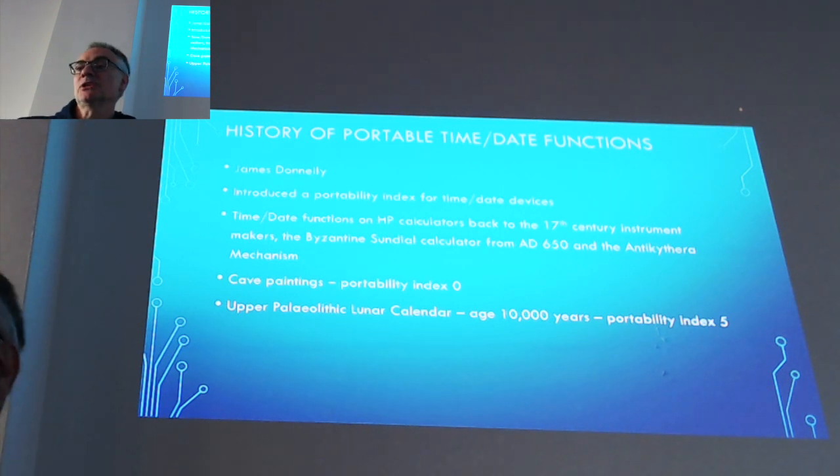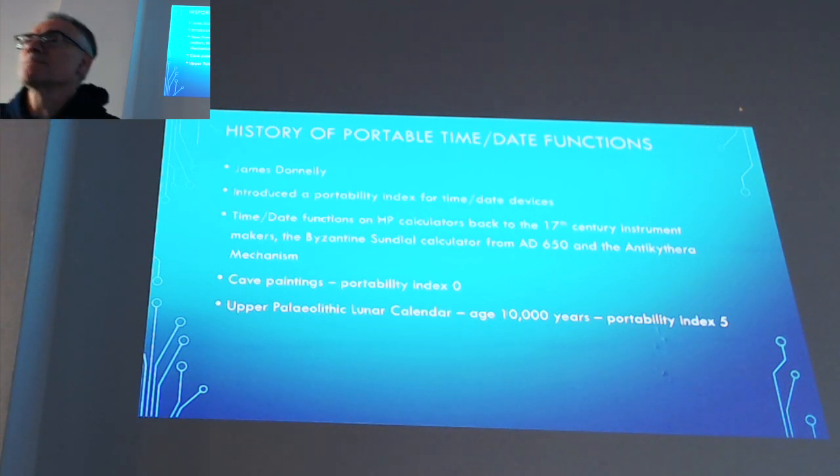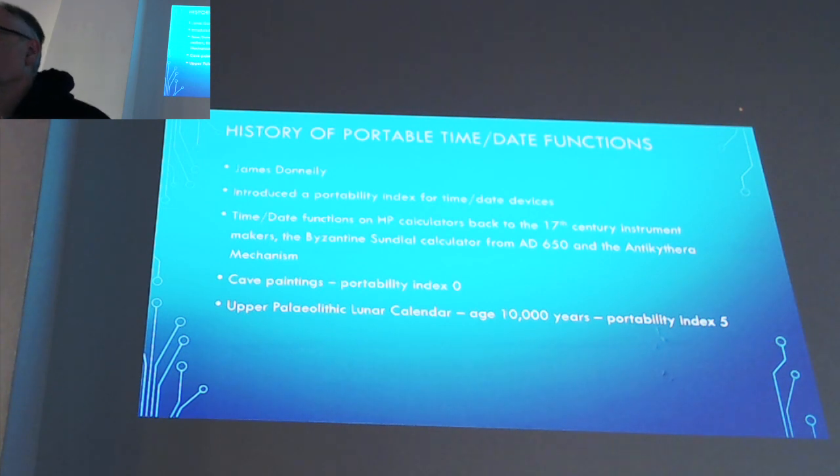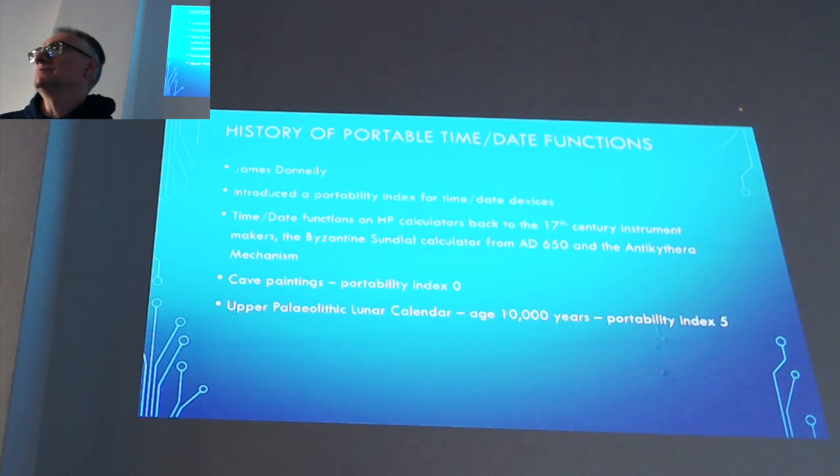He showed in his slides cave paintings where they've got phases of the moon and things like that. So that's interesting. So it's got a portability index of 0.00001. Indeed, one could be pedantic and say it's actually on a moving planet.